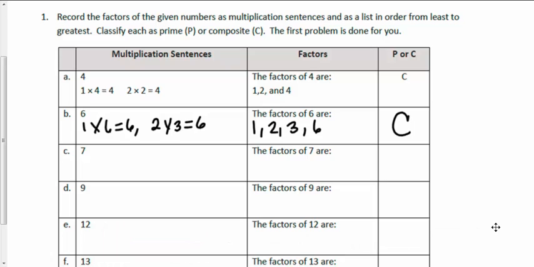All right, so let's try 7. Now we just did 7 in our journal, so you should already know this one, that 1 times 7 is the only thing that equals 7. So factors of 7 are 1 and 7, so that makes it prime.